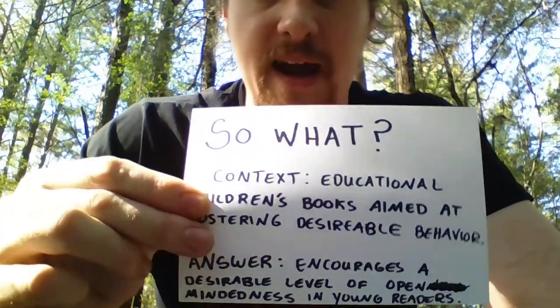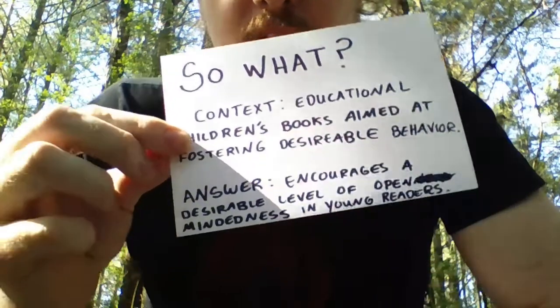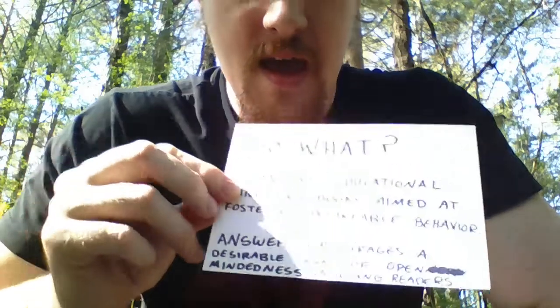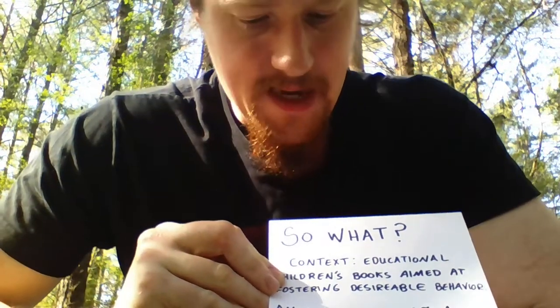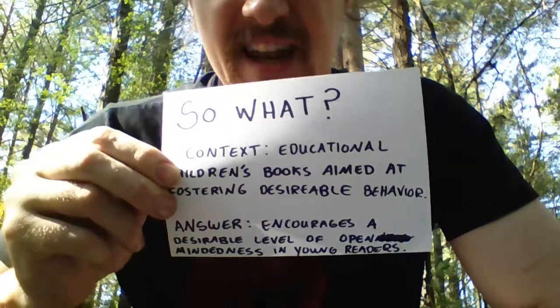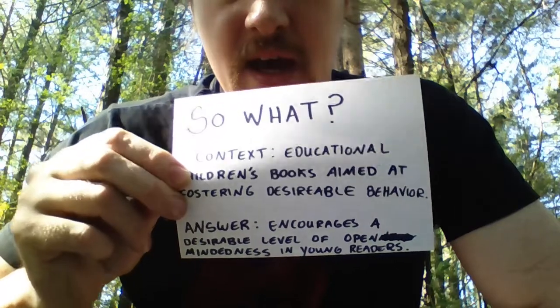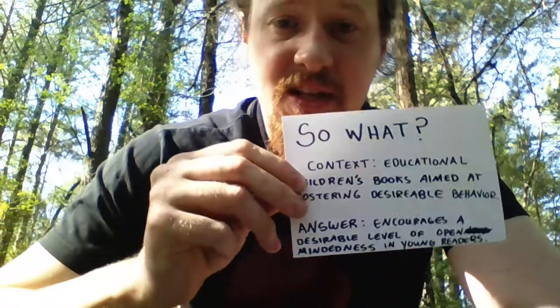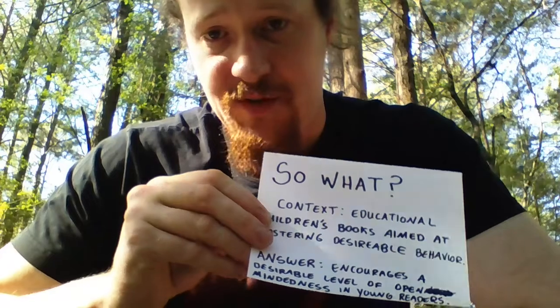So now we have the significance. The green eggs and ham represent the willingness to try new things, or openness in general. What does that mean? Why should we care? This brings us to the so what factor. It needs context. So our context here is that this is an educational text for children that is intended to teach and instill good behaviors.